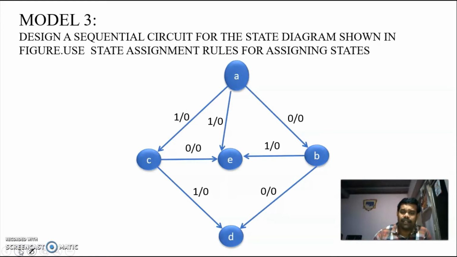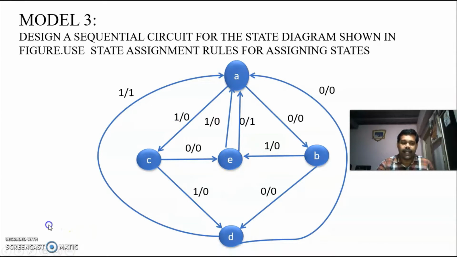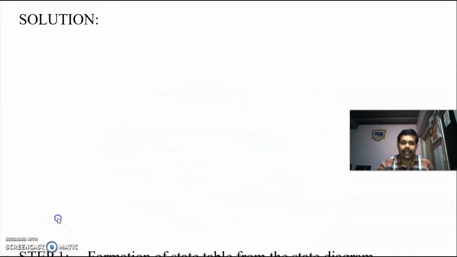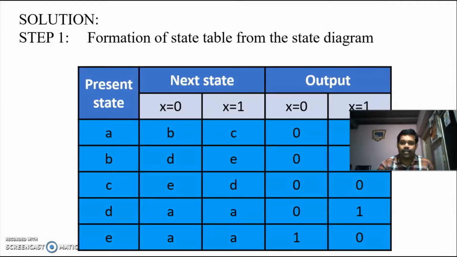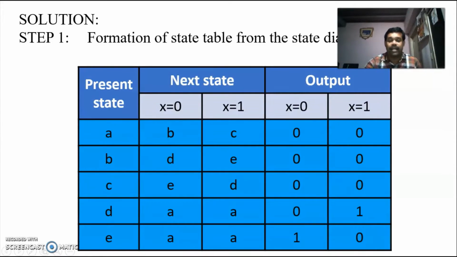Similarly for the states D and E. So next what we are going to do is get the state table from this state diagram. Similar to the previous problems, we get the state table from the state diagram. So this is the state table that we got from this state diagram.